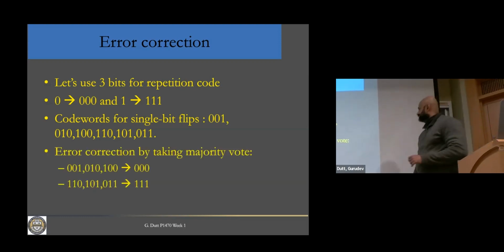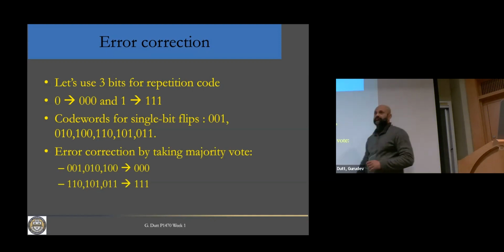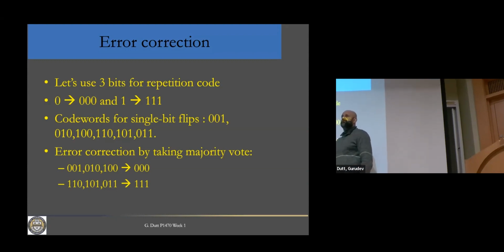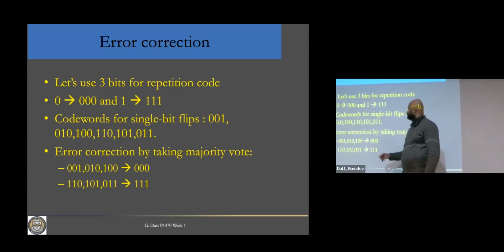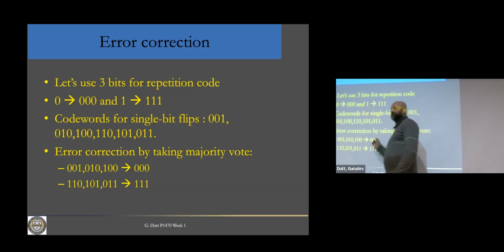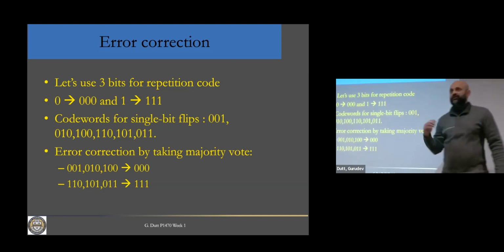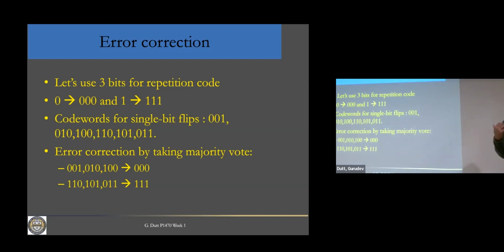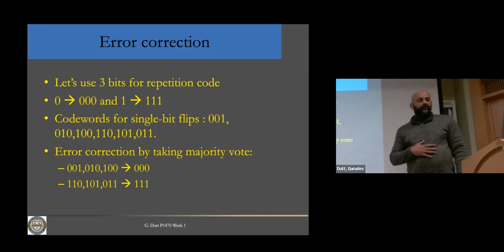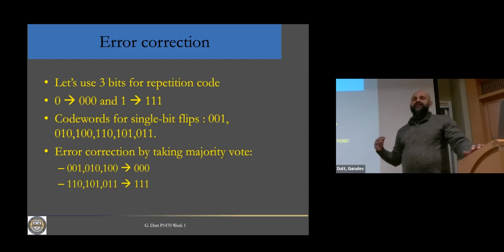And we can do error correction by taking the majority vote, right? So we say, if it's 001 or 010 or 100, they must all have come from flipping one bit of 000, so I send that back to 000. And 110, 101, or 011, they must have come from a 1-bit flip of the word 111. So that's easy enough in principle, taking the majority vote.